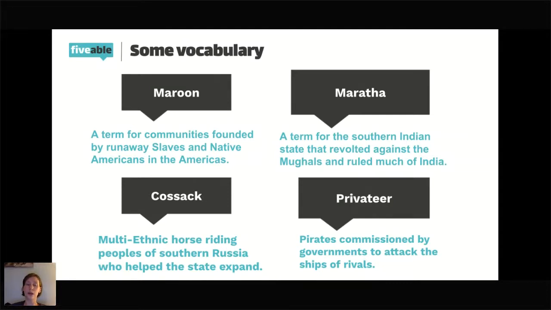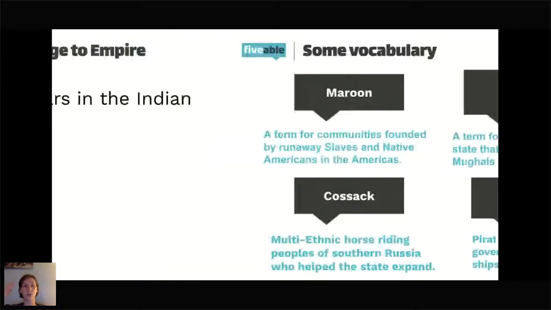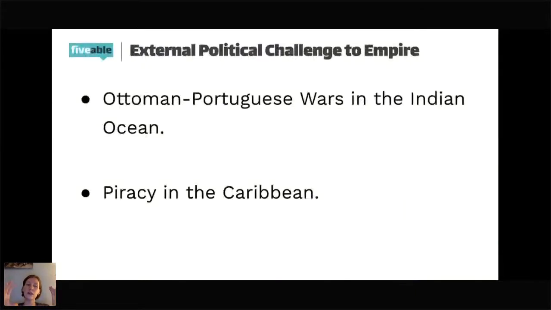So one of the ways to break down resistance movements is to think internal versus external. And we can start with some external challenges, right? Some of the limits to imperial expansion come from running into other people. And so a couple of big examples of external challenges to empire growth would be the Ottoman-Portuguese Wars in the Indian Ocean, which we'll talk about in just a minute, and then piracy in the Caribbean. So we've got outside forces working to stem both of these empires.